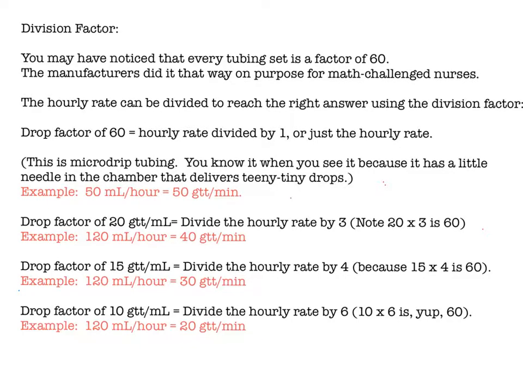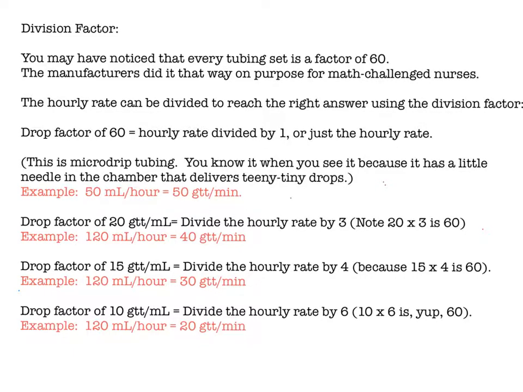It's just based on the principle that all of your drop factors in your tubing are factors of 60. So whether it's a micro drip that's 60, 20, 10, or 15, it's going to go into 60 evenly. When you set that up in dimensional analysis and you have your 60 minutes on the bottom instead of your hour, you'll see how that sort of cancels itself out, and you end up with this division factor. I'll illustrate it in a second, but anyway.